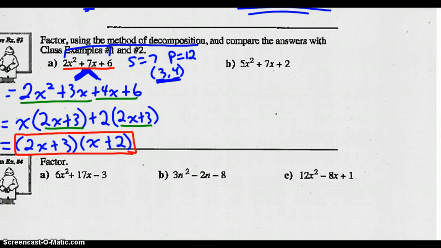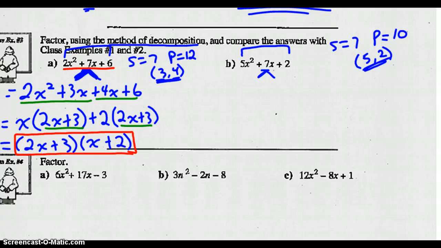All right. Let's try another one. Part B. Step 1, ask ourselves, what two numbers have a sum of the middle term, 7, and a product of the first times last, 5 times 2, which is 10? So what two numbers add to 7 and multiply to 10? Well, we've done that before. That's 5 and 2. That used to be the end of our factoring. Now it's just the beginning. Now we have to decompose that middle term using these numbers, 5 and 2.